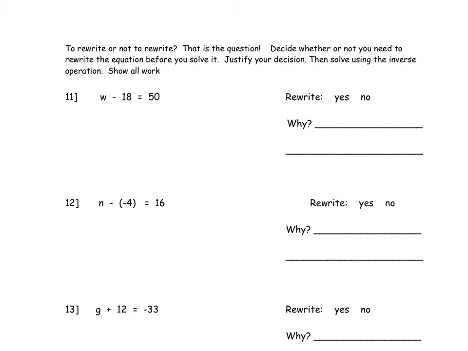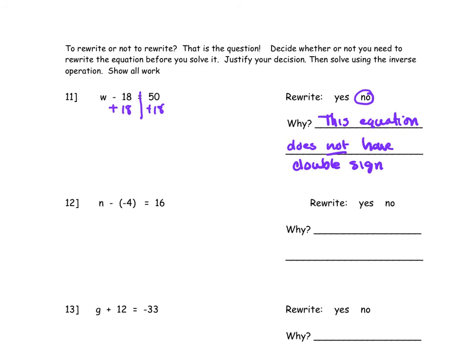Well, the answer is no. We don't need to rewrite it. Why? Well, we just see one sign there, and we could easily solve this by using the inverse of subtracting 18 by adding 18. There wasn't a reason to rewrite it. Why? Because this equation does not have double signs. So we don't rewrite equations unless it helps us. So there's no double signs.